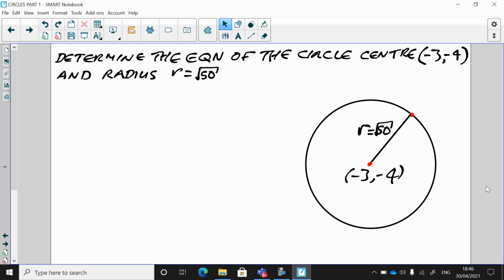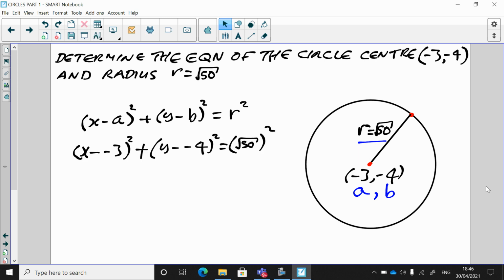I've just changed it slightly, just changed the centre of the circle. Watch out, the numbers are negative, and the radius is square root of 50. Square roots are nice here. Put numbers in position. So a and b is -3, -4. R is square root of 50. Put things in position. Watch out for the negatives here.